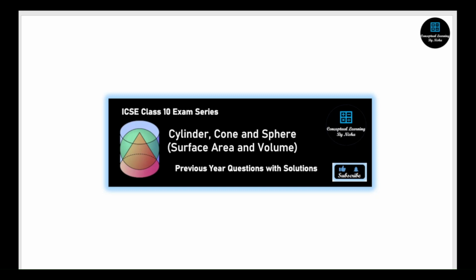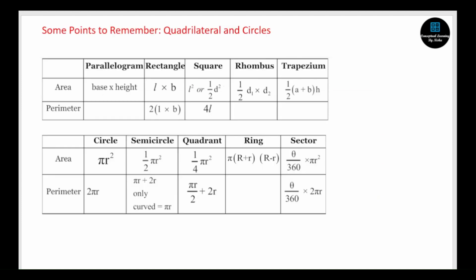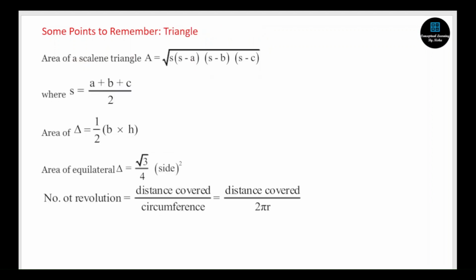Today I am covering previous year questions from the topic cylinder, cone and sphere, which is surface area and volume, right? So you are familiar with the basic formulas of quadrilaterals and circles. You already learned them in your lower grades. But sometimes there are questions where you need these formulas, so you can pause the video and note them down. Now, these are some basic formulas for triangles, Heron's formula and the other area formulas.